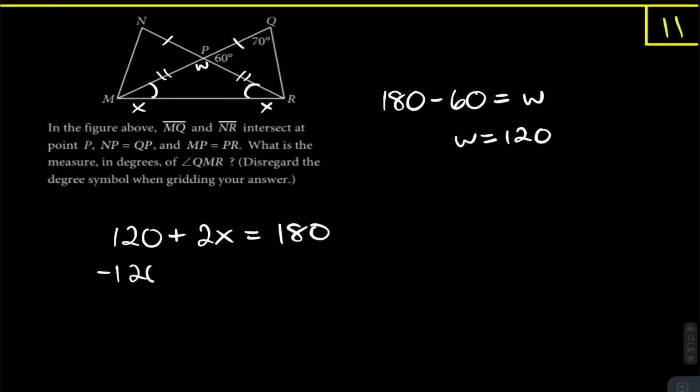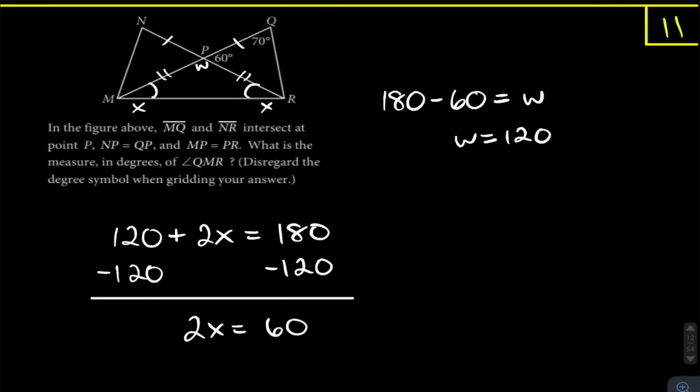And just solving for x here, subtract 120 on both sides, right? 2x is going to equal 60. Divide by 2. We get that x is 30. Okay, sorry if I go a little fast on that algebra there.